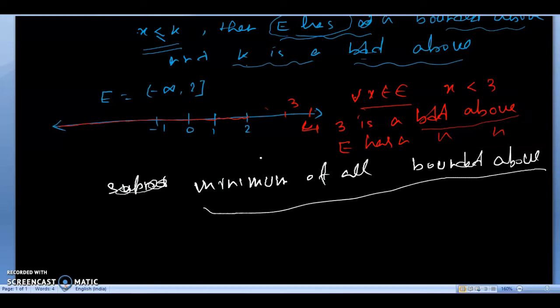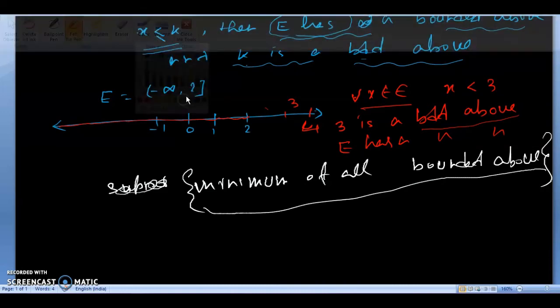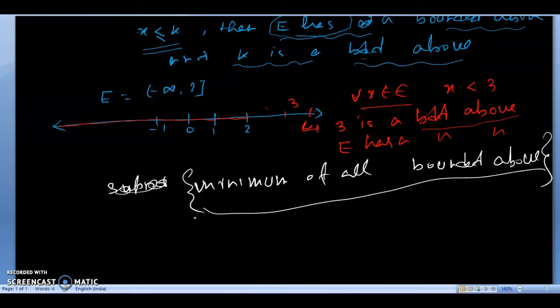Since there are a lot of bounds above, an infinite number of bounds above, if we take the minimum of all bounds above, we denote it by the supremum of E. If you take the minimum of all bounds above, you will get the supremum of E. That means the supremum is such that all the elements of E are less than or equal to that number.